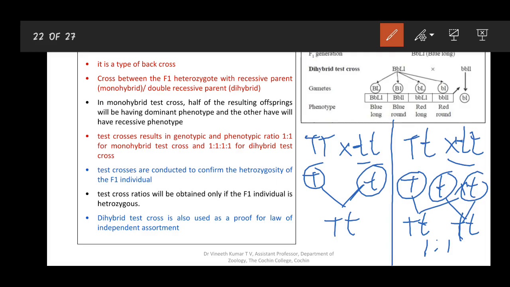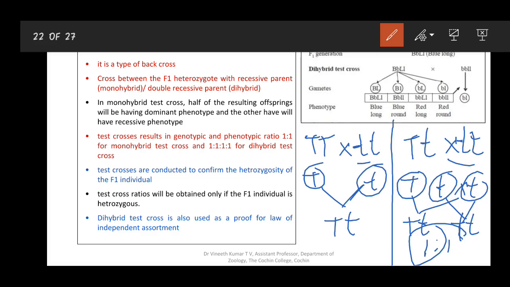So test cross ratio will be obtained only if the F1 individual is heterozygous. That means we can get either 1:1 in a monohybrid cross and 1:1:1:1 in a dihybrid cross, only if the F1 individual is a heterozygote. If it is not a heterozygote, you will not get this 1:1 ratio or 1:1:1:1 ratio. So dihybrid test cross is also used as a proof for the law of independent assortment.